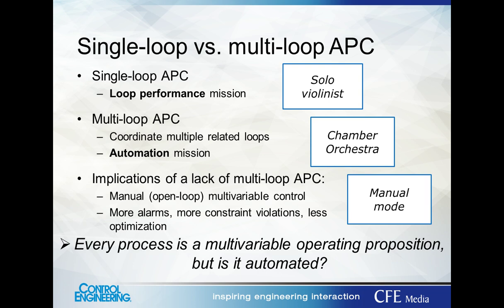Multi-loop APC, on the other hand, strives to automatically coordinate multiple individual loops. Like an orchestra, the individual loops are expected to be in tune, and the multi-loop controller serves as the conductor. Multi-loop control is an automation mission. It automates the otherwise manual task of adjusting single-loop controller set points and outputs.